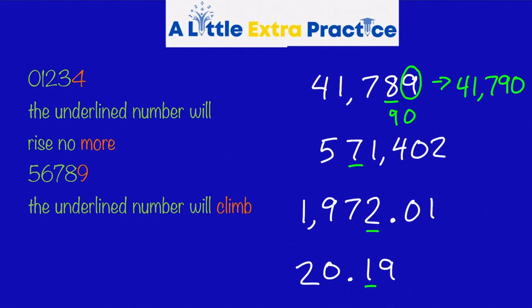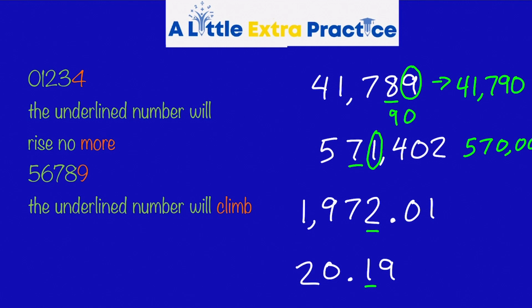571,402 rounded to the nearest 10,000s. Circle the number to the right. 0, 1, 2, 3, 4, underlying number, rise no more. So 57. Everything after the 7, including the 1, becomes a 0. 570,000.